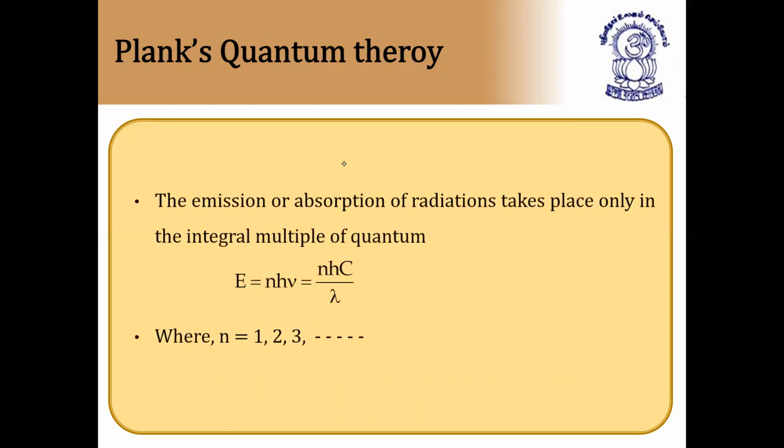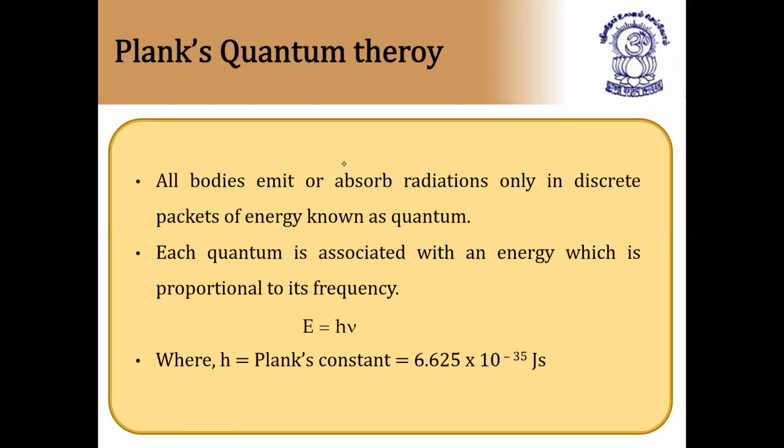Let's see here, Planck's quantum theory. All the bodies emit or absorb radiations only in discrete packets of energy called quanta. Each quantum is associated with an energy, so E is equal to h nu, and energy is proportional to frequency. For removing the proportionality, we use a constant called Planck's constant, h, whose value is 6.625 times 10 to the power of minus 34 joule second. The unit of h is joule second, not joules per second. So this is called Planck's quantum theory.